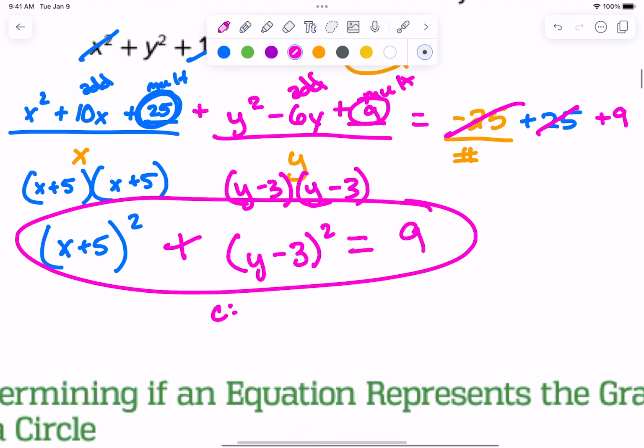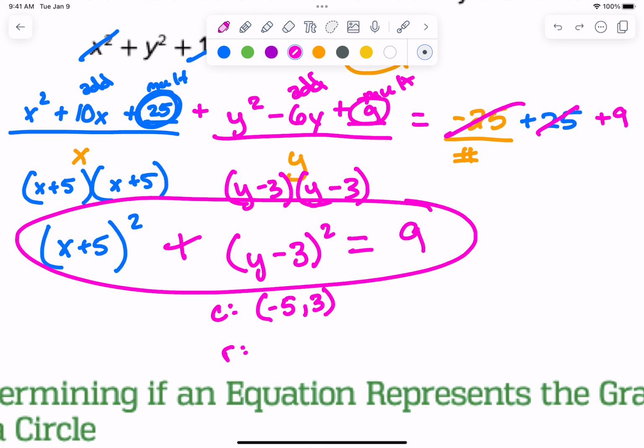Now let's do the center and the radius. What's the center? Negative 5 comma 3, right? The 5 turns to negative, the 3 turns to positive. Okay, and the radius is? The radius is how much? I'm sorry, I'm so sick. The square root of 9, right? Which is 3. That's my radius.